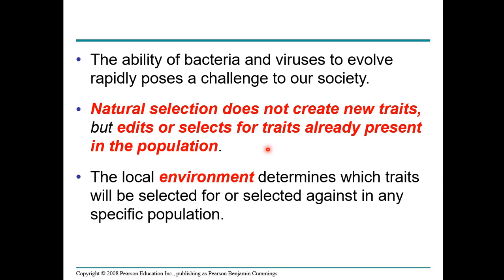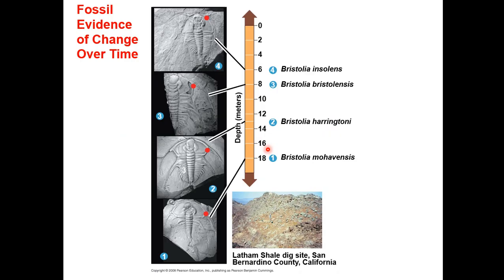So I hope you're getting this one, guys. Okay, so it's a good discussion for you. Okay, so fossil evidence over time. So look at this one. 1, 2, 3, 4. Okay, look at the different fossils discovered. This was discovered at a different depth. Tignan niyo yung arrow. This pertains to the strata. Okay, depth in meters. So, supposed to be at 18 meters below the ground, you find this fossil. Okay, and you call this fossil as Bristolia mohavensis. Okay, so they are of the same genus. All of these fossils are of the same genus, Bristolia, but they are of different species.